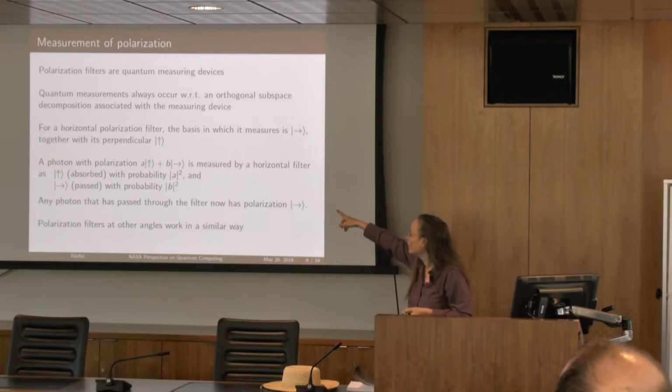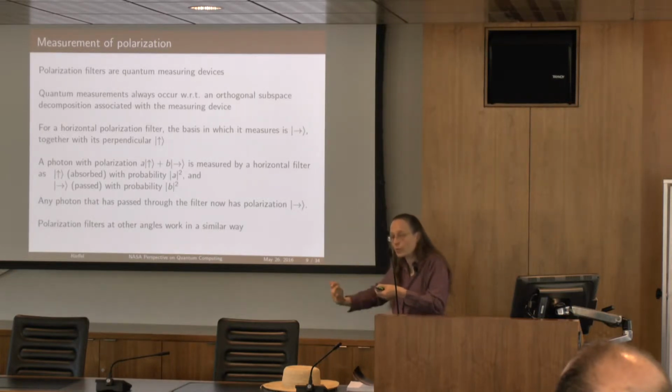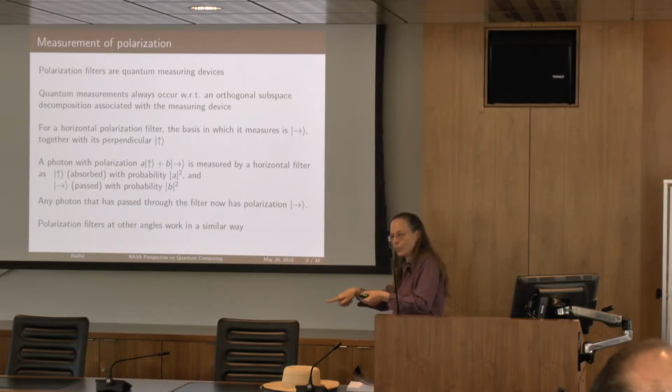And then for a horizontal polarization filter, it measures either horizontal or vertical. If the photon is in the horizontal direction, it gets through the polarization filter. If it's in the vertical direction, it doesn't. But what happens with photons that are polarized at something in between?